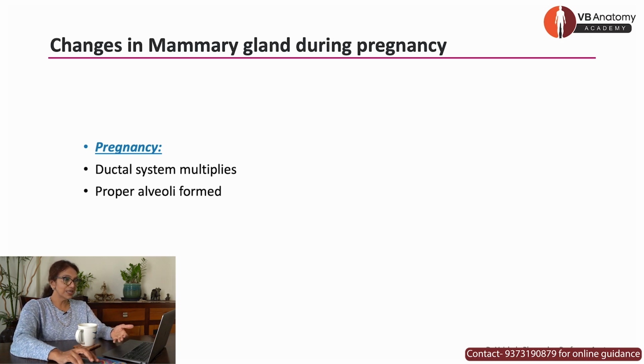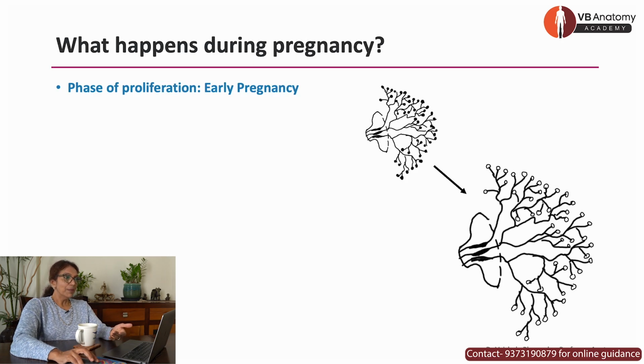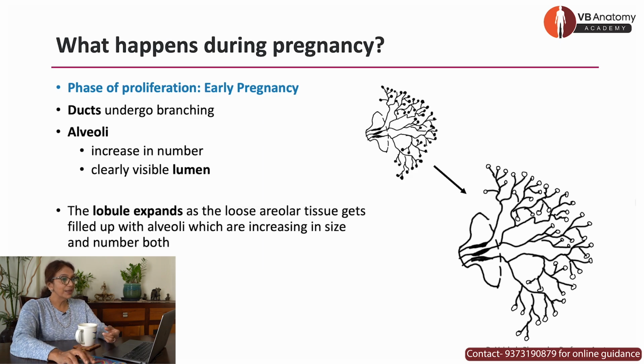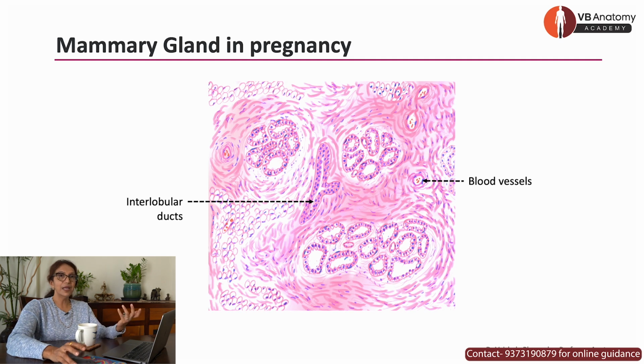What changes will you see? So what will happen is that the branching will happen some more. The alveoli will increase in number. They will develop a lumen in them. Can you see that? The alveoli have increased, the size of the mammary gland has increased, and the alveoli have developed lumen in them. In the bargain, each lobule expands a little and becomes more packed up with alveoli.